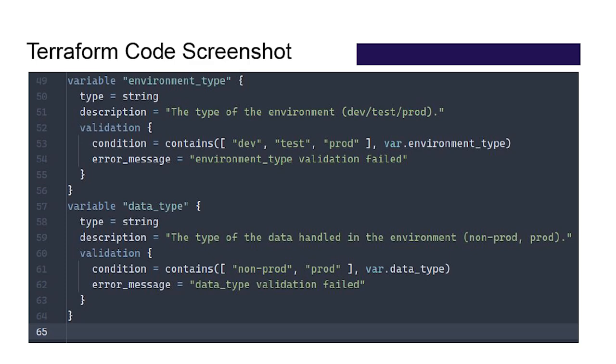For example, here is the environment type, which is basically a variable for our Terraform code. And it basically says that the environment type can be development or test or production, and they can set up their environment only using these three values, and nothing else can be used there.